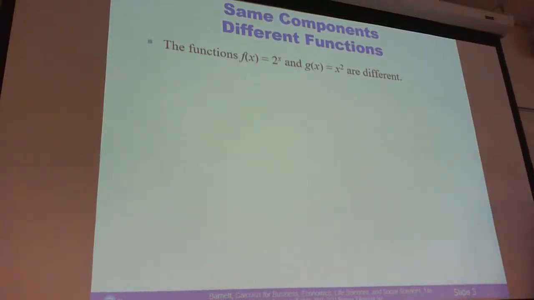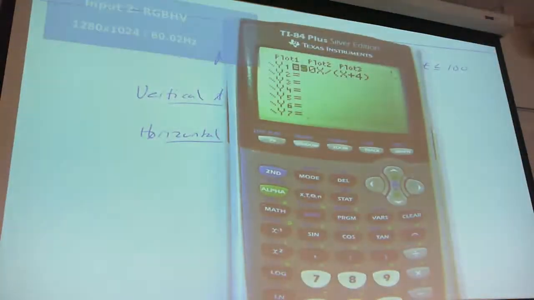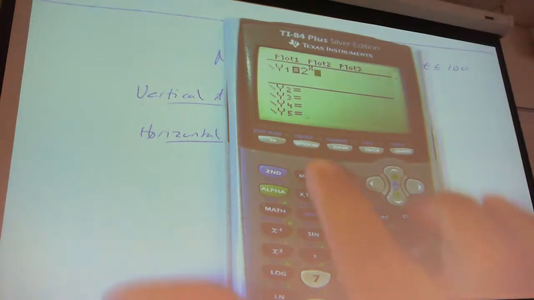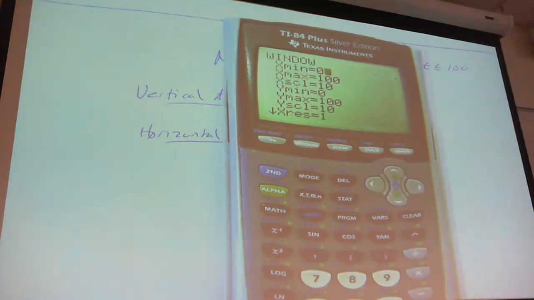So let's put that in our calculator. We go to our calculator, go to y equals, and type 2 raised to the x. For this exponential, I'm going to give you the window that works well with exponentials. The window is going to be negative 10 to 10 counting by ones, and 0 to 10 counting by ones. That will give us a good graph of our exponential.